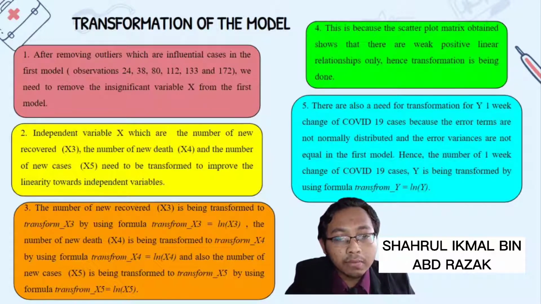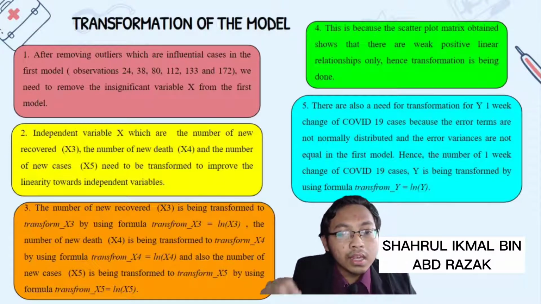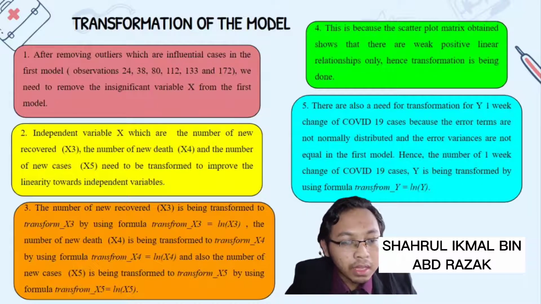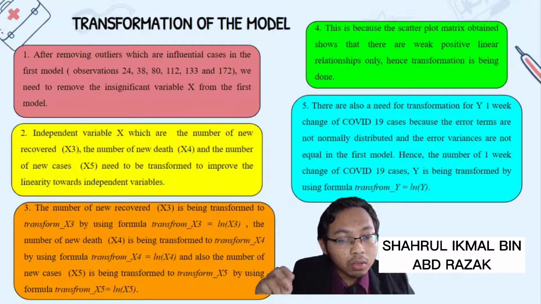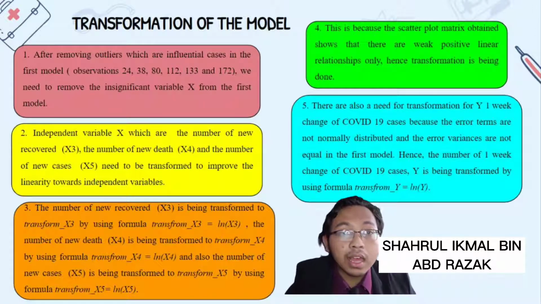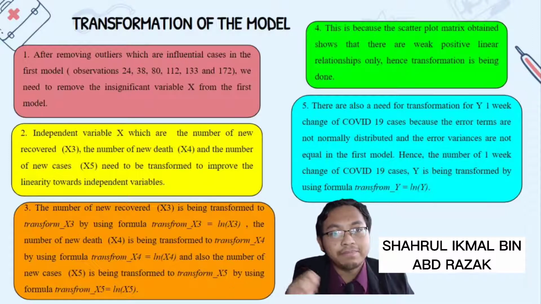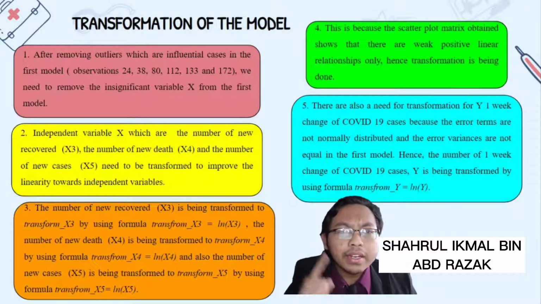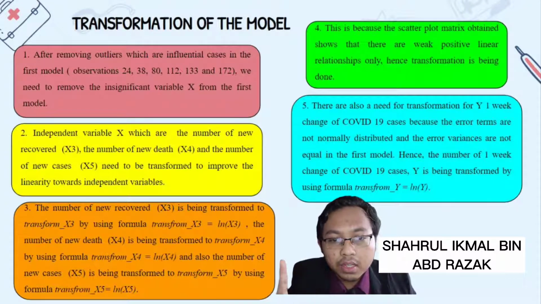Next, the number of new recovered X3 is transformed by using the formula transform X3 equals ln X3. The number of new deaths X4 is transformed by using the formula transform X4 equals ln X4, and also the number of new cases X5 is transformed by using the formula transform X5 equals ln X5. This is because the scatter plot matrix obtained shows only a weak positive linear relationship. Therefore, transformation is being done.